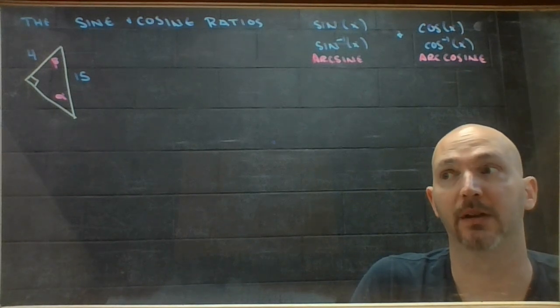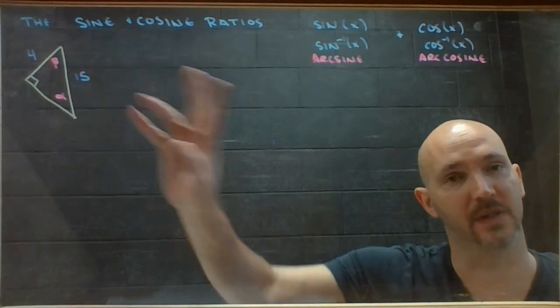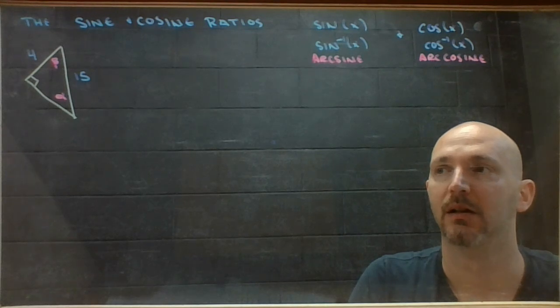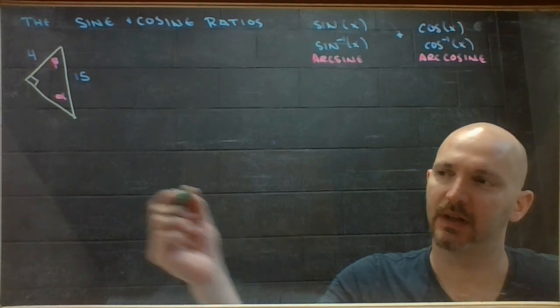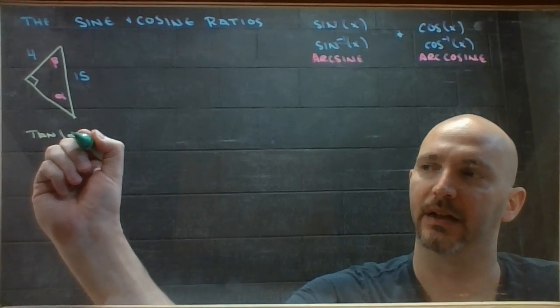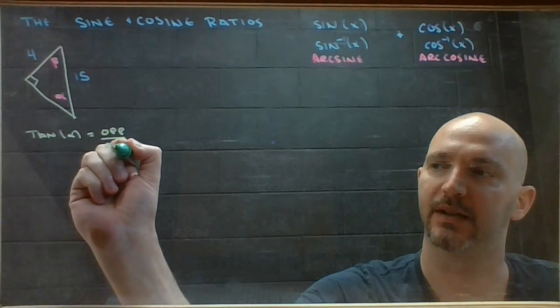I have a triangle here. It has a 90-degree corner, and I have some numbers and some letters on there to try and figure out what the angles are. And I'm going to start with my tan ratio because that's what we were doing the other day. Tan ratio would be the opposite over the adjacent.